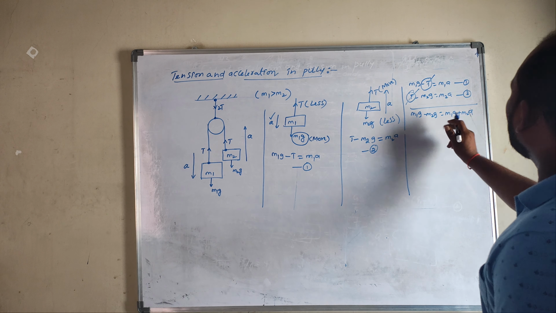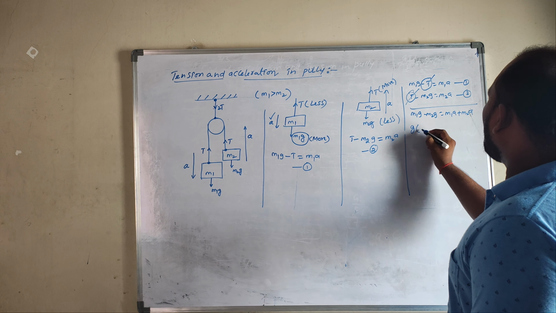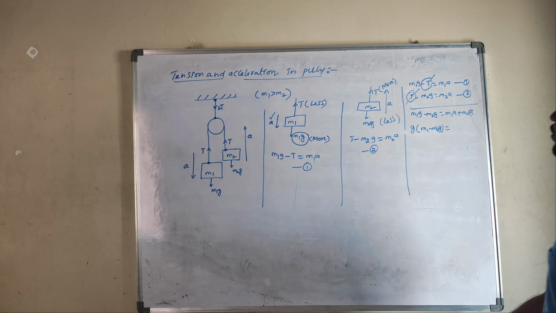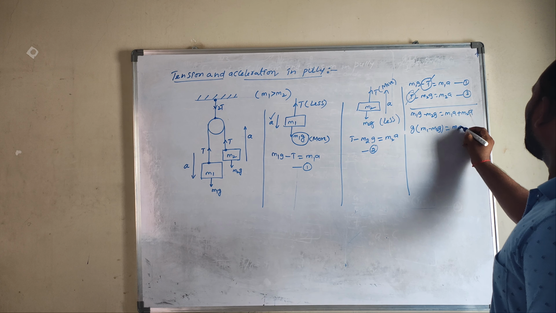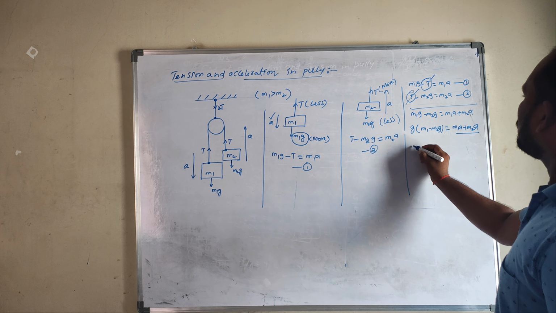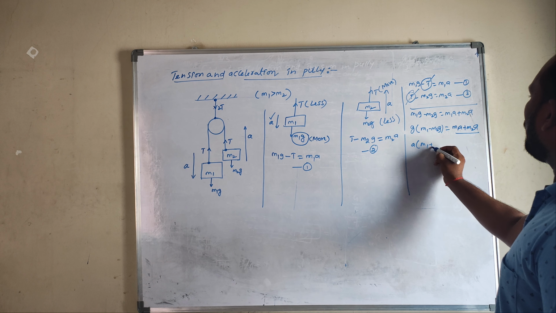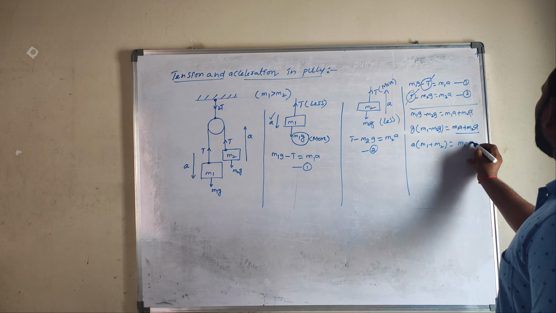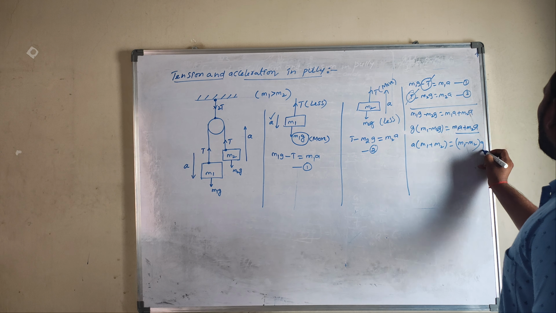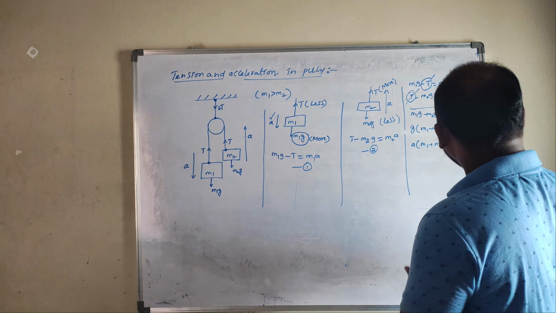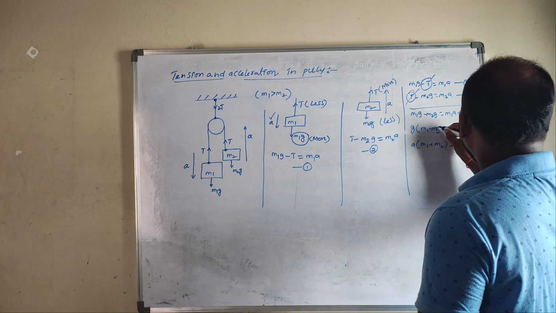So here you have to take a common. I am taking G as common: (M1 minus M2)G is equal to M1A plus M2A. I want the A value here, so I am taking A as common: (M1 plus M2)A is equal to (M1 minus M2) into G.